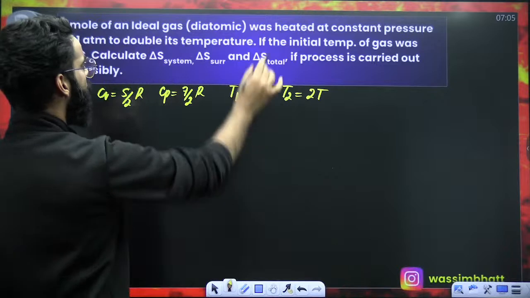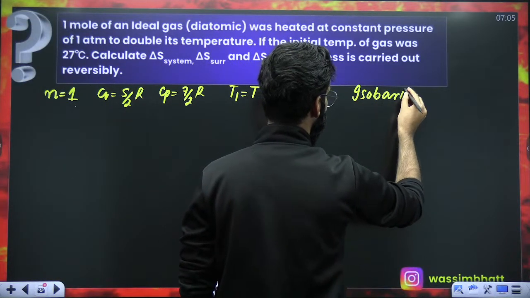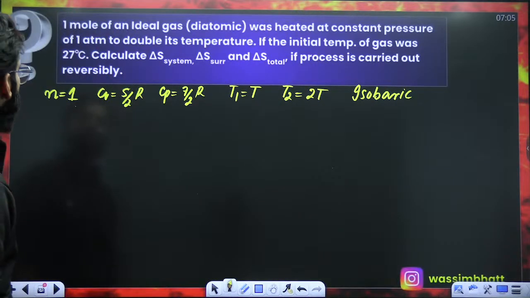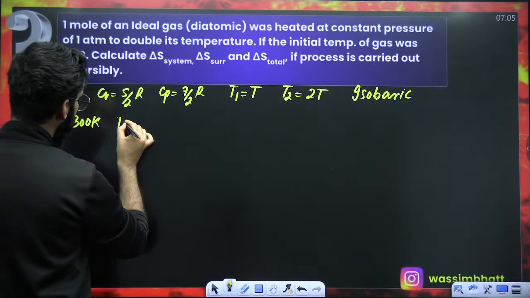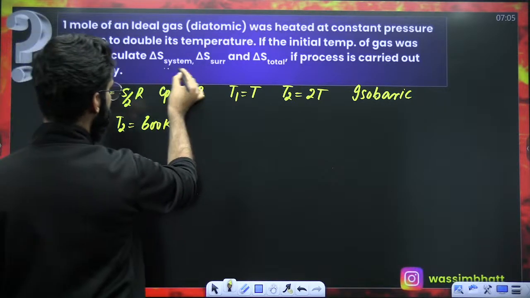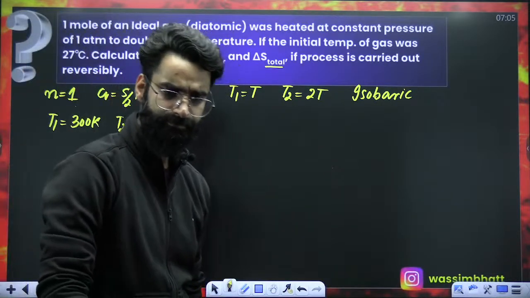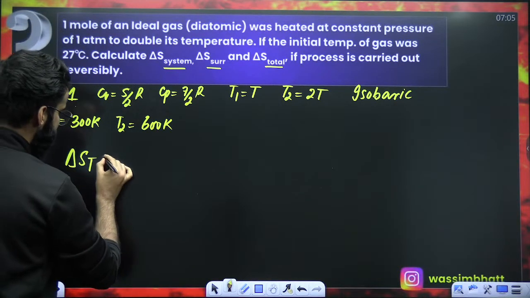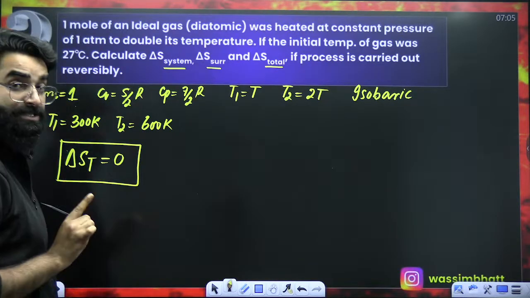At constant pressure means the process is isobaric in nature. We are heating the ideal gas at constant pressure. If the temperature of the gas initially was 27 degrees centigrade, the initial temperature is 300 Kelvin. What does that mean? The final temperature will be equal to 600 Kelvin because you are doubling the temperature. Calculate delta S system, delta S surrounding, delta S total if the process is carried out reversibly. Since it's again a reversible process, delta S total has to be 0.